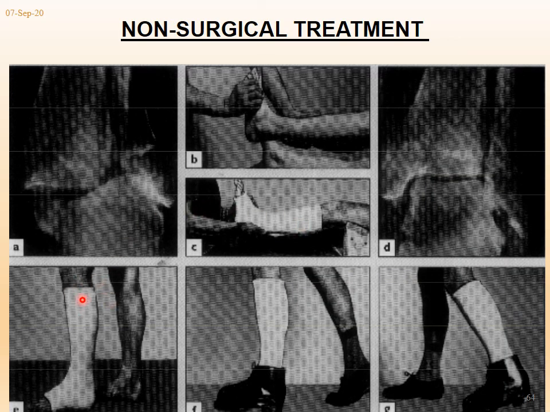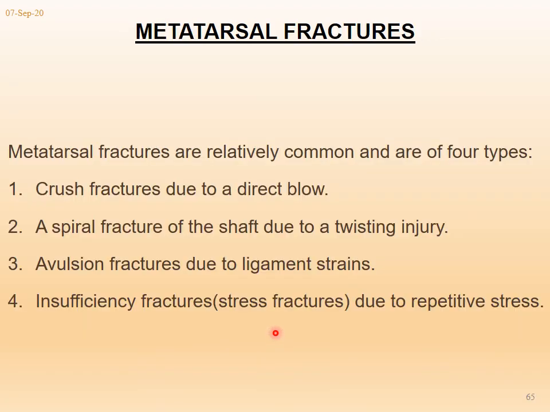The short leg cast for undisplaced fractures. The ankle should be at 90 degrees, plaster applied, toes are kept open, and many times when the healing has taken place, the patient may be allowed to walk with the plaster for a few weeks: non-weight bearing for 4 to 6 weeks, then start weight bearing after 2 weeks, and then when it heals, we take out the plaster.